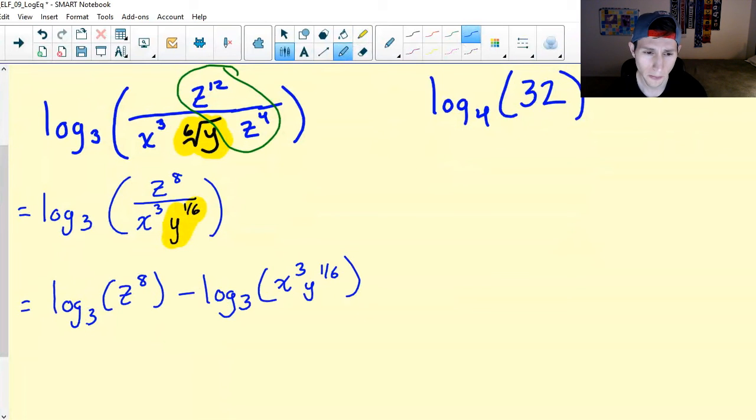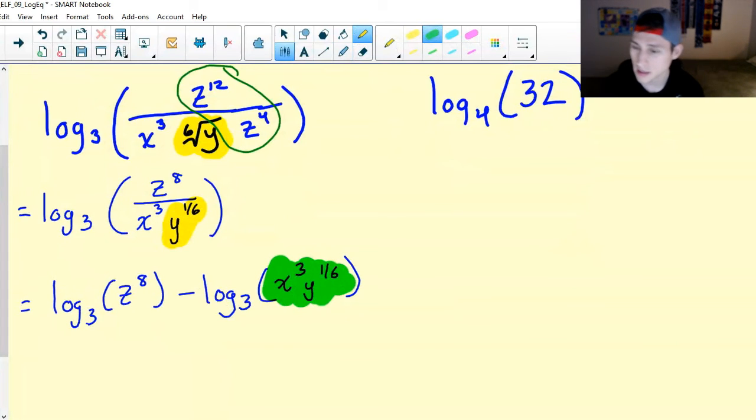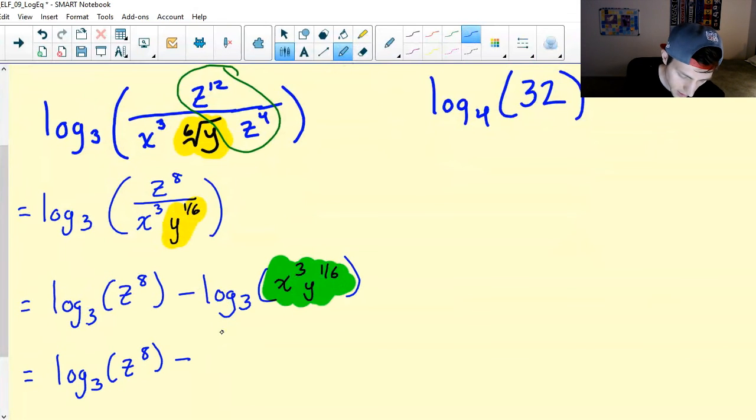Like this. And now I see that there is, maybe I shouldn't use blue highlighter. Right, there's multiplication going on inside the logarithm here. So what I can do is I can take that second logarithm and split that up into two more logarithms. So log base 3 of z to the 8th minus, now remember last time we talked about, we had an example like this. If I have a minus sign before I split something up, put that in parentheses or put that in brackets. Oh my gosh, I just threw my stylus.